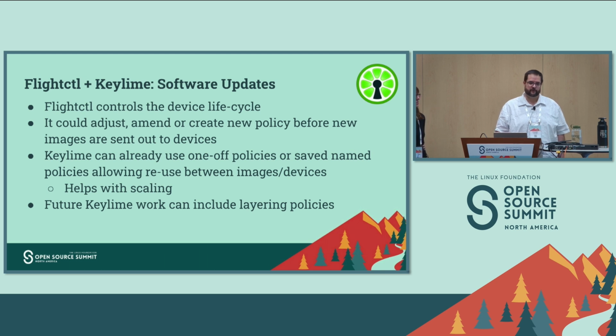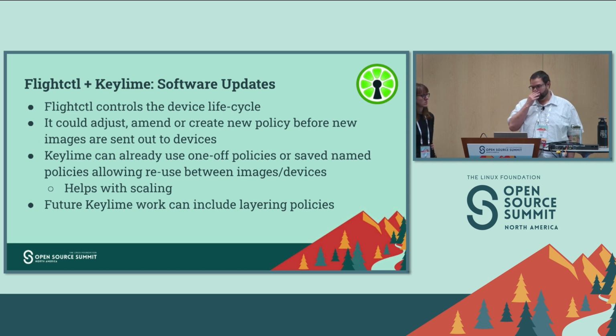Keylime has the ability to use either one-off policies as you're testing, as you send through the API, or it can even use named policies that have been created previously. So this allows the reuse of these images and policies, which can help with scaling. So you don't need to have thousands of per-image policies out there.